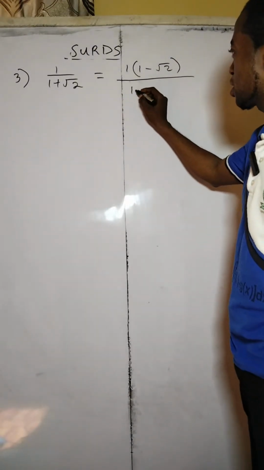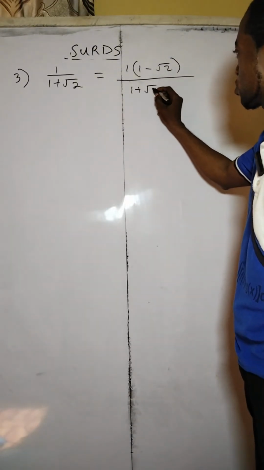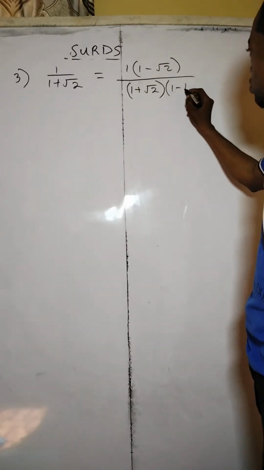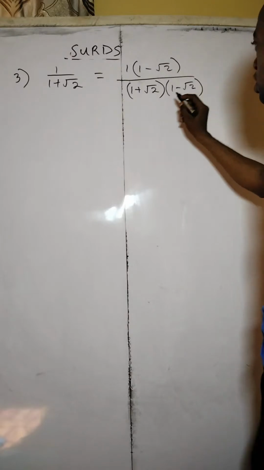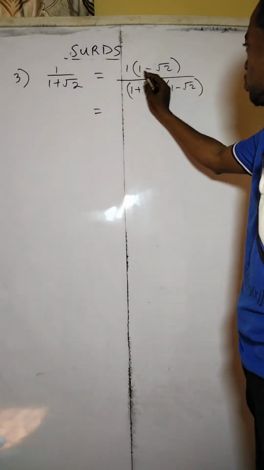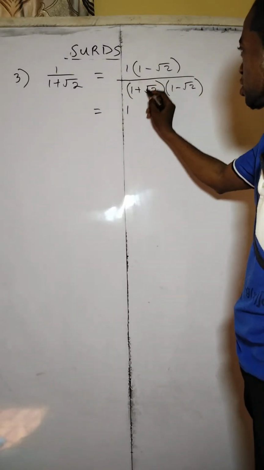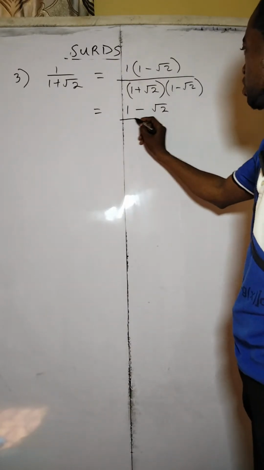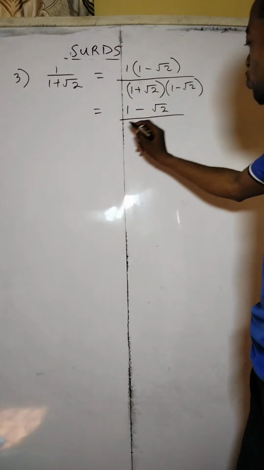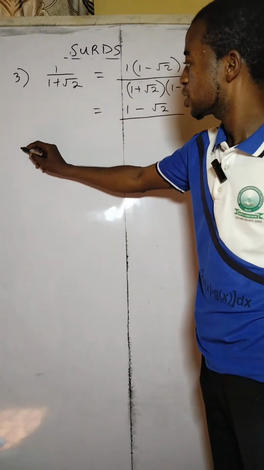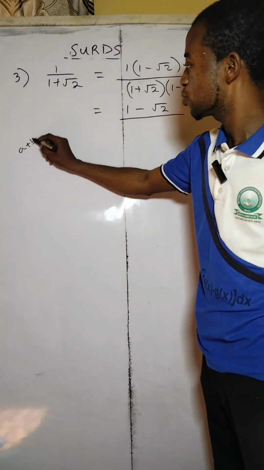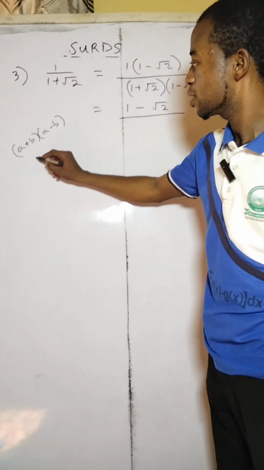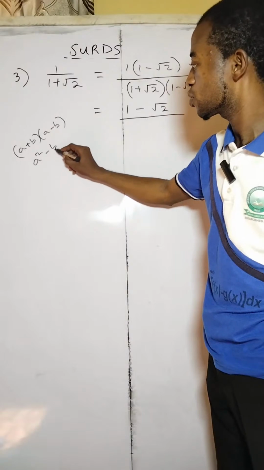the conjugate, that is 1 plus root 2 multiplied by 1 minus root 2. Okay, now also we expand 1, open this bracket, and this becomes same thing as 1 minus root 2, then divided by, here also follows difference of two squares, that is a plus b into brackets, open bracket, a minus b is same thing as a square minus b square.